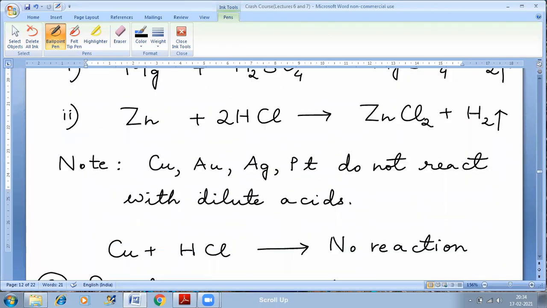So in the exam, if they ask you a reaction with copper, then you will say that there is no reaction happening if copper reacts with an acid. Same holds true for gold, silver, and platinum. So if it's below hydrogen in the reactivity series, then how can it even react with concentrated acid?